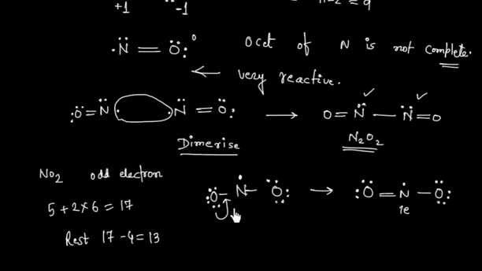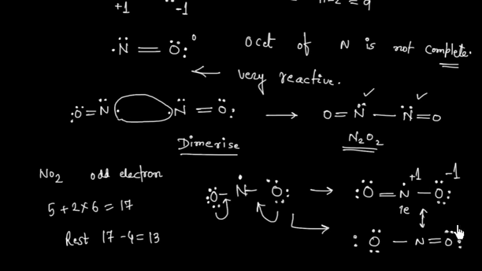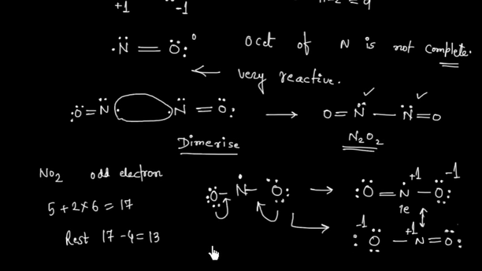Some people can say, why are you making the bond from this side, why not from this side? Okay, you can do that, and this will be another resonating structure. If you make a bond from this side, you will have a single bond on this side but a double bond on this side. Now these two structures are resonating structures. If you calculate the formal charge, this oxygen will have a formal charge of -1 and nitrogen will have a formal charge of +1. Are you getting or not?